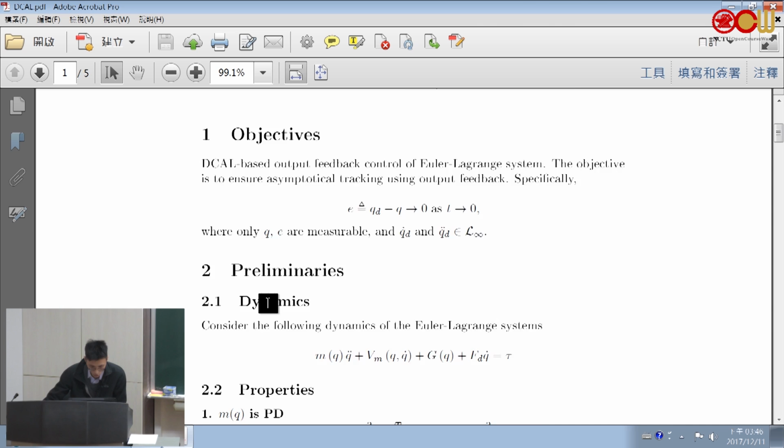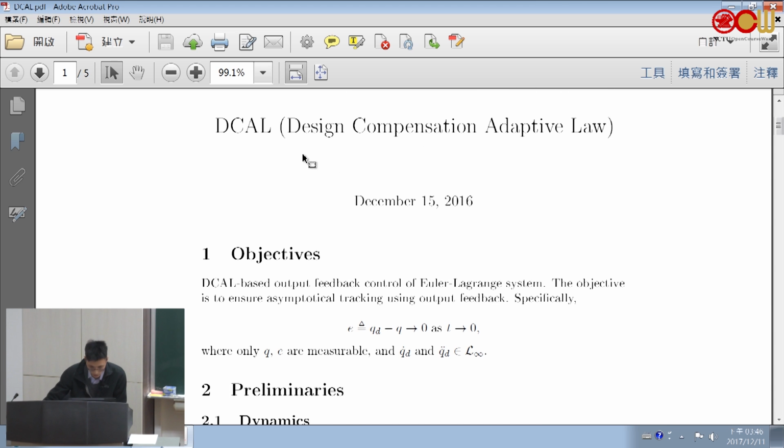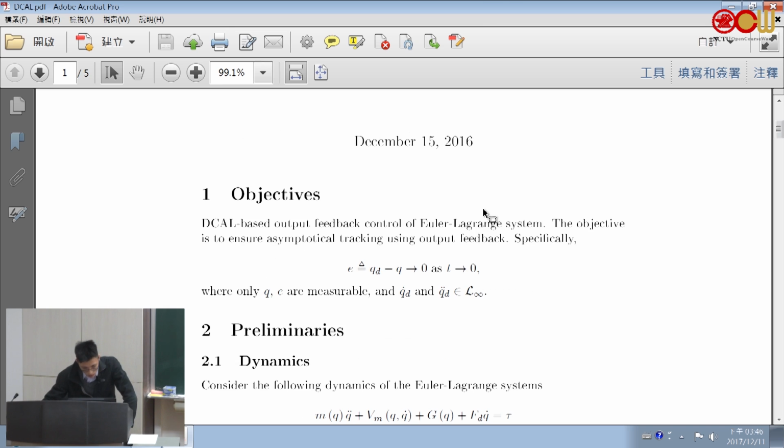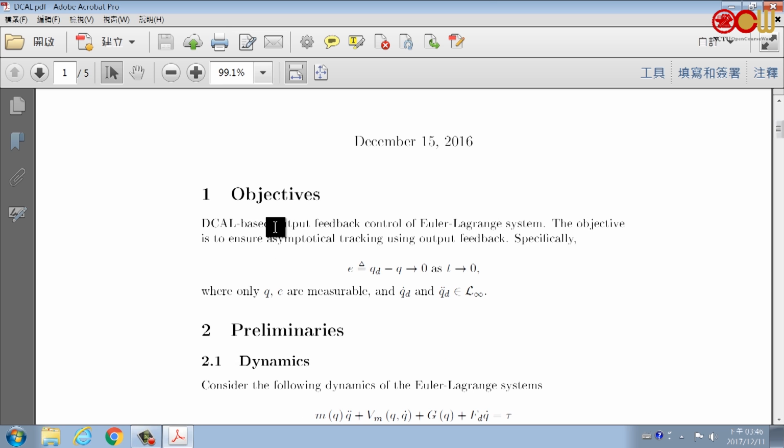So the objective for using DCAL, which stands for Desired Compensation Adaptive Law. The reason to introduce this approach is, from one perspective, it's an output feedback control for Euler-Lagrange systems. Okay, what is output feedback? Anyone heard about output feedback? Anyone heard about state feedback? What is output feedback, Zhongshan?